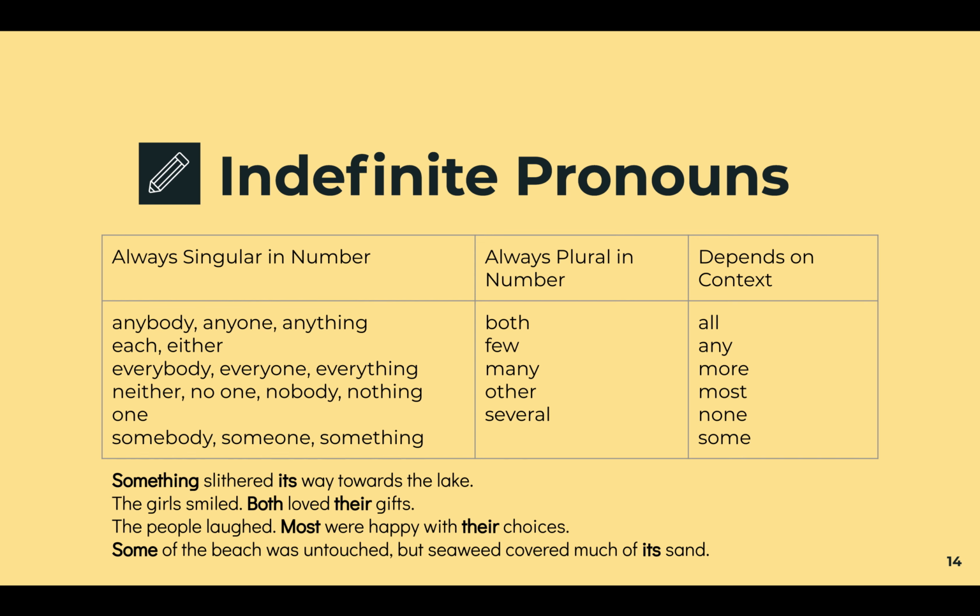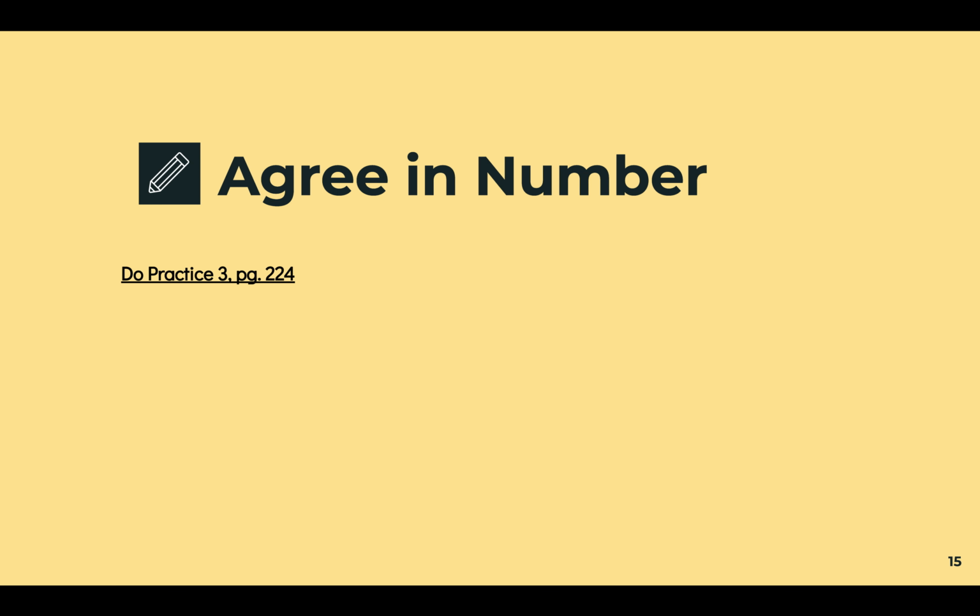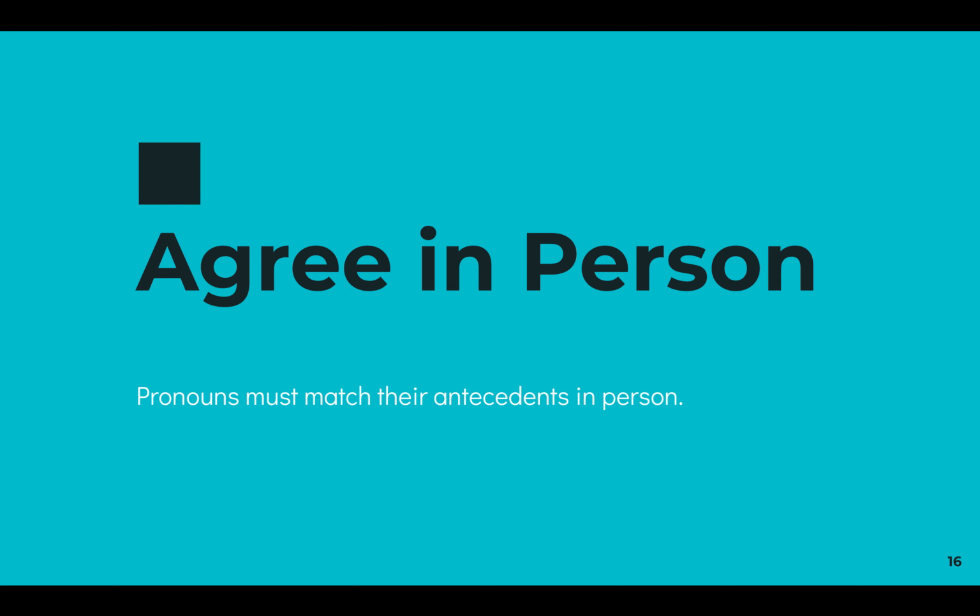The people laughed. People is more than one, okay? Most were happy with their choices. In that case, we have were, which is a plural verb, and their, which is a plural pronoun. So they have to agree in person. They also need to agree in number. Do practice 3, page 224 in your textbook to give yourself practice in making pronouns agree in number.